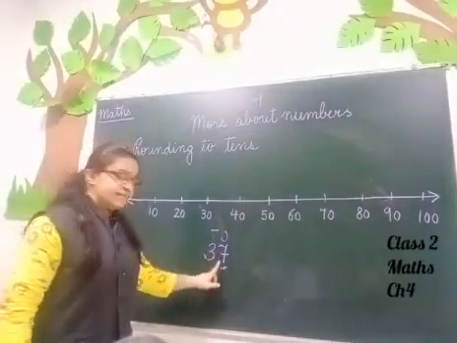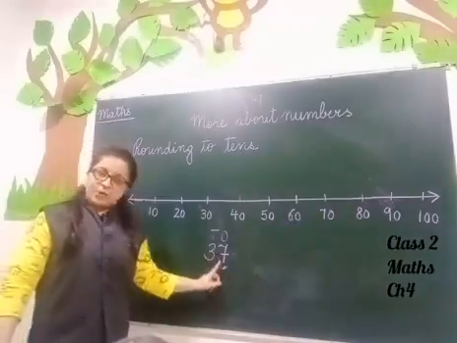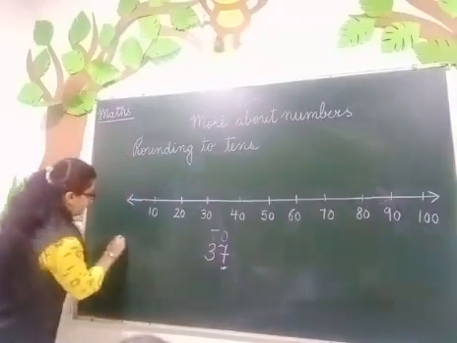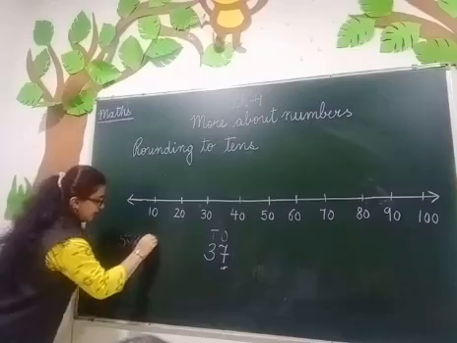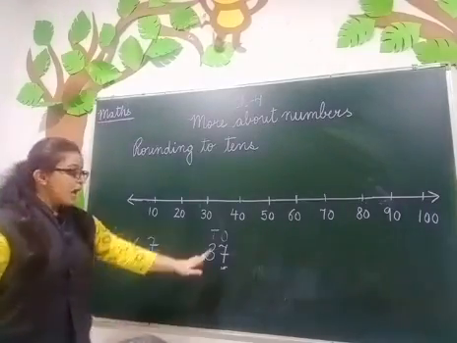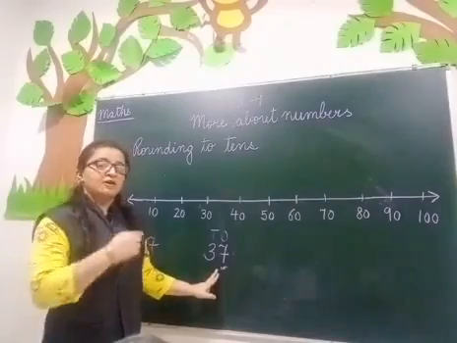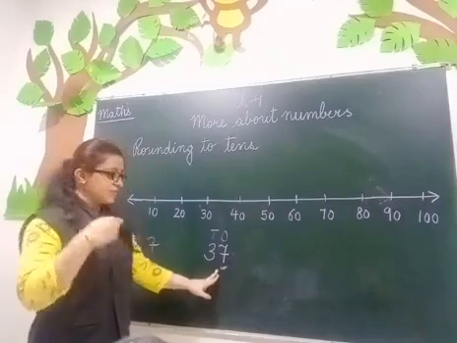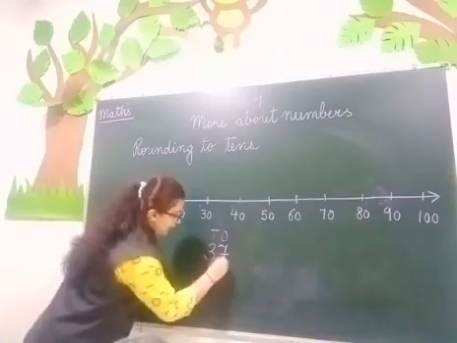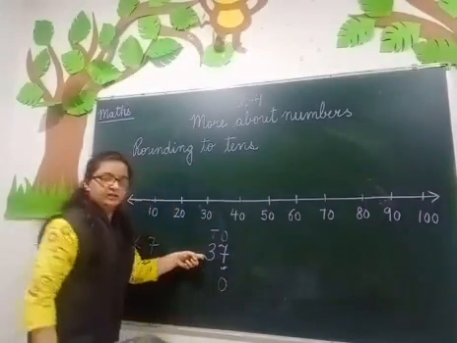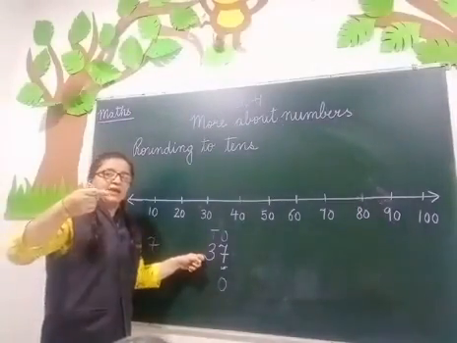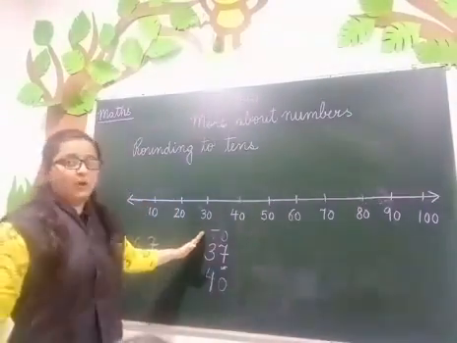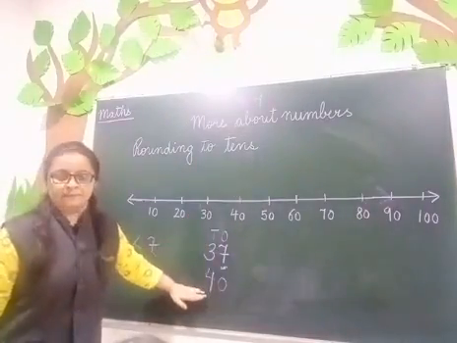In 37, we have 7 at the ones place. So this 7 is greater than 5. आपको ones digit पे देखना है. अगर 5 या 5 से ज़्यादा है, so what you will do? You will write here 0 and increase the digit at the tens place by 1. That is 4. So 37 is rounded to 40.